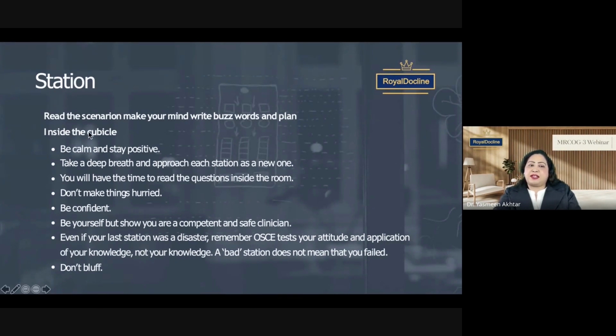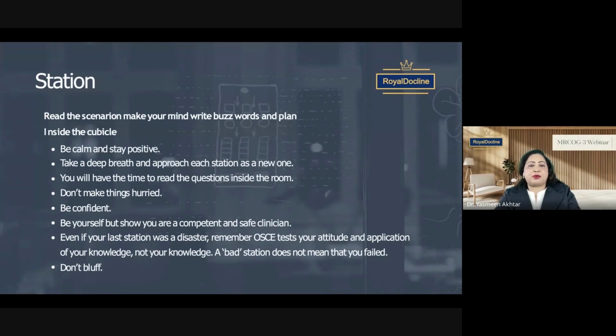What happens inside the cubicle? After doing all this, you will go inside the cubicle. So please be yourself. This is you. Don't change yourself. Be calm and stay positive. And tell yourself, I am this doctor and I can do it, right? Take a deep breath and approach each station as a new one. For example, you were in the previous station where you did not do well and you are thinking it's a fail or it's borderline.